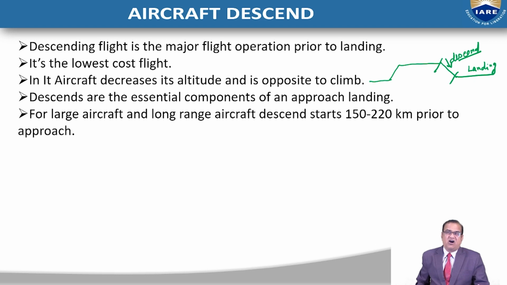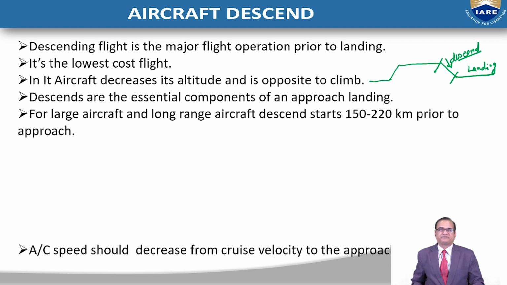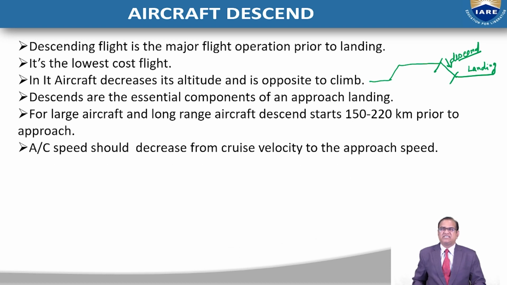For large aircraft and long range aircraft, descent starts from 150 to 200 kilometers prior to the approach. So if it is a big aircraft like our Boeing, Airbus 320 and all, 150 to 220 kilometers before we start approaching, the pilot will announce that your destination is about to reach, and he starts descending the aircraft. Aircraft speed should decrease from cruise velocity to the approach velocity. Cruise is very high, somewhere 800 to 900 for Boeing and all, but for descent it may be 400, 500 kilometers per hour.